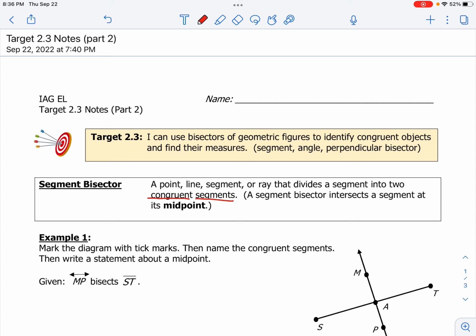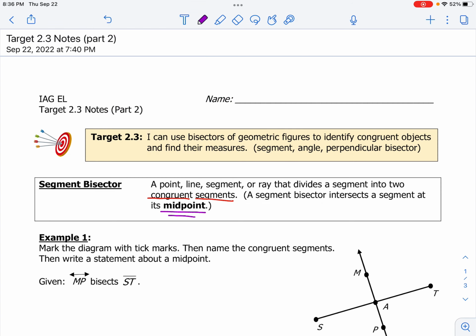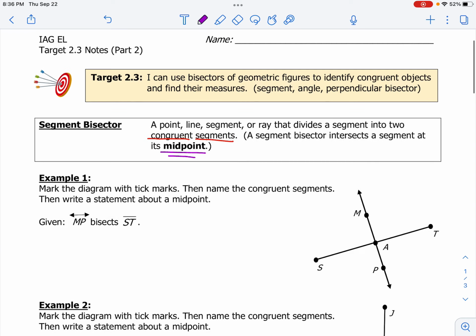And I thought we could reintroduce a word from chapter 1. So we're going to get some extra practice with the word midpoint. A segment bisector intersects a segment at its midpoint. Let's take a look at some exciting examples.